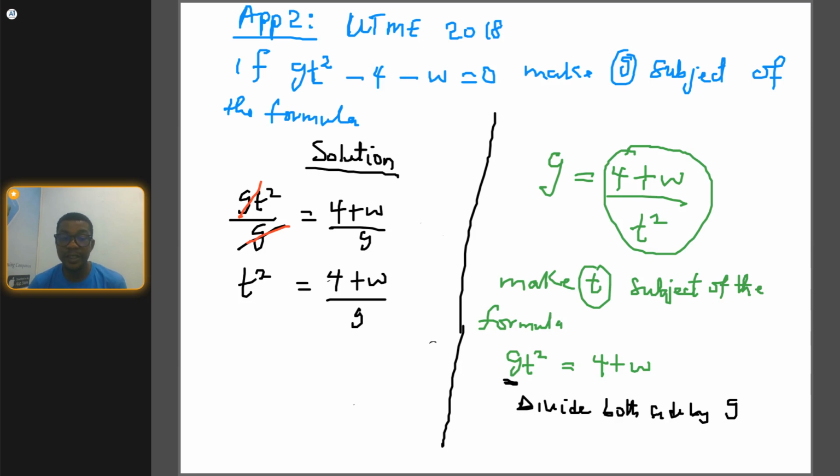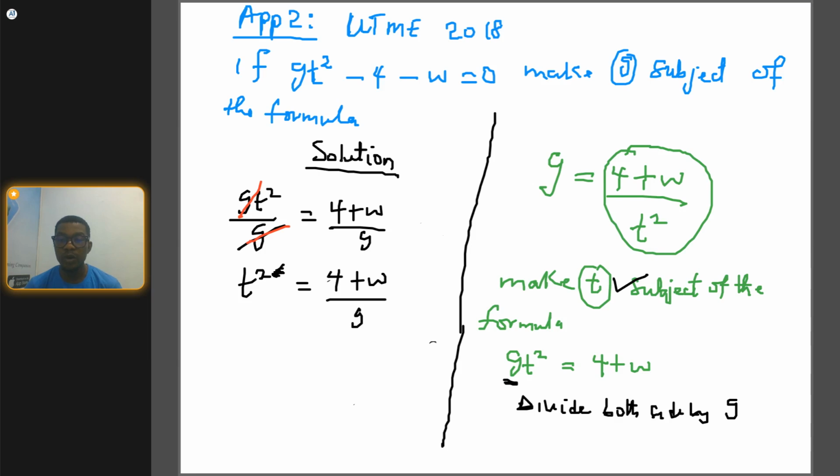Now, do you know that we are not yet done with this question? What we got is t squared, but we are asked to get letter t, not t squared. This is what they want me to get, t. But this man called Mr. T has a square on him. So how do we take away the square? I want your response in the chat box. How do we take away this square?